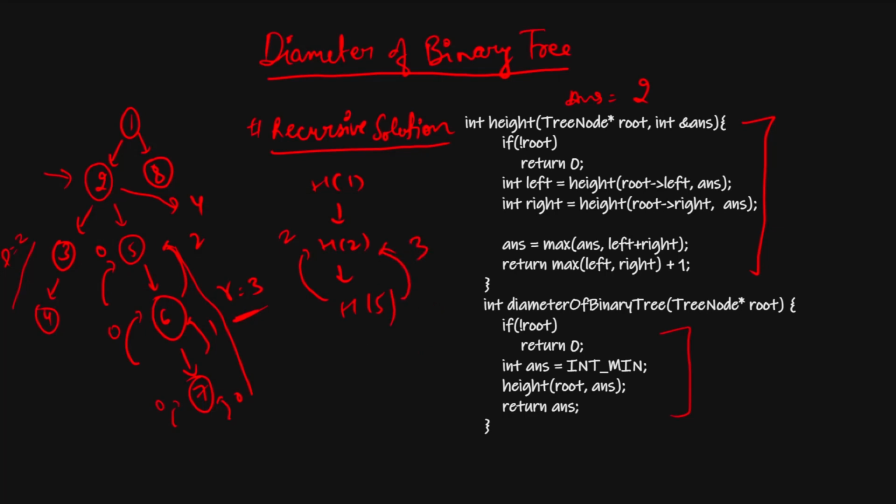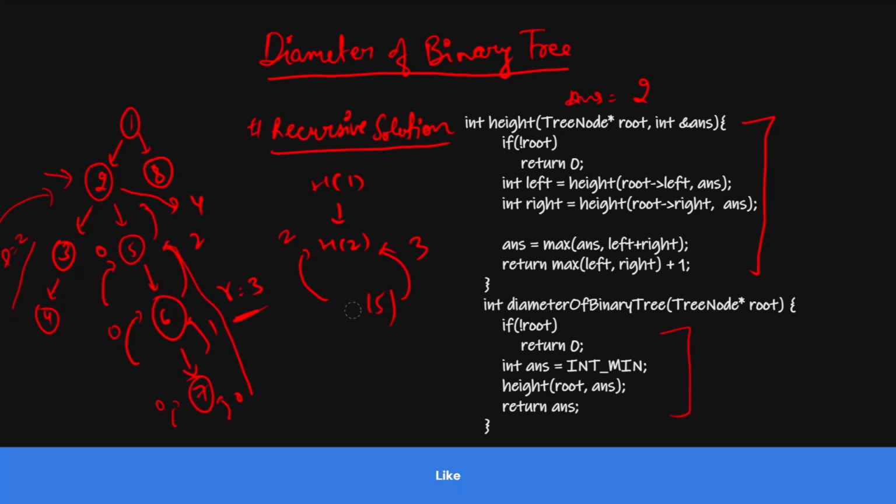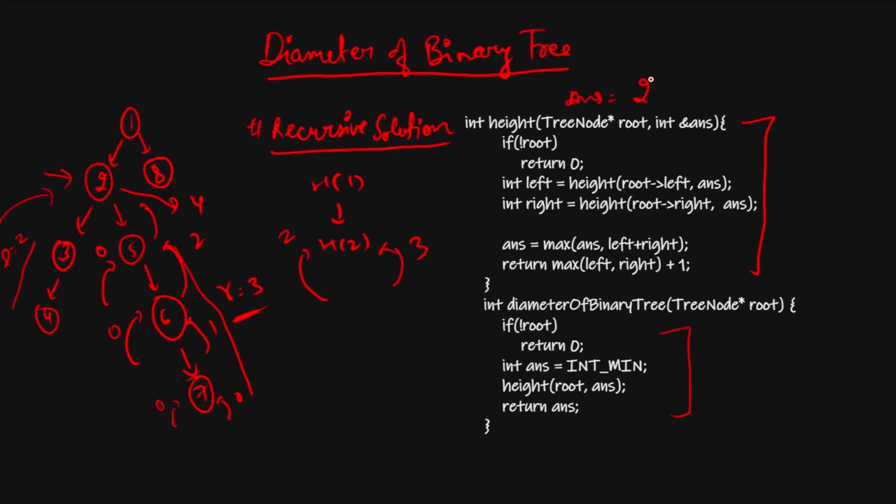So this H5 will return 3. For this node, one side is returning 2 and the other is returning 3. So what will be my max? The sum 2 plus 3 will be 5. So my answer will be 5. And now what will I do? I will be returning from here.